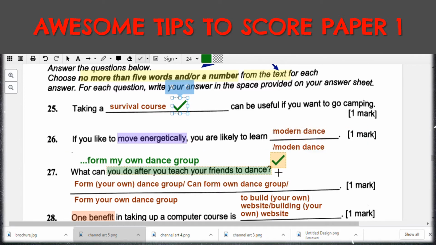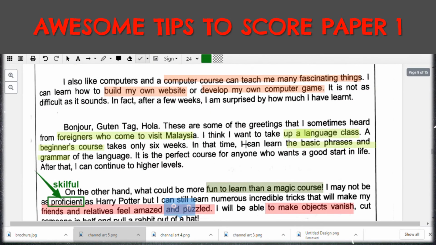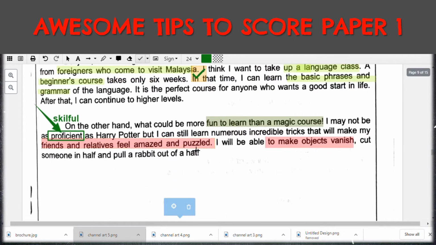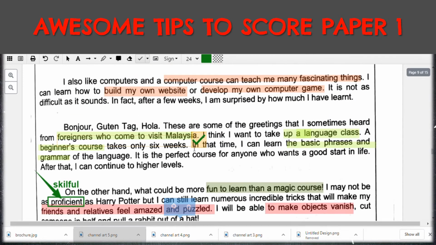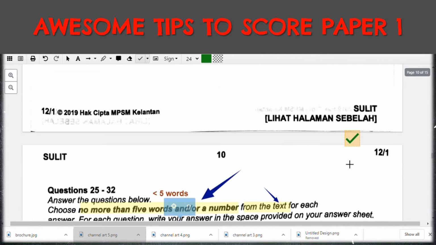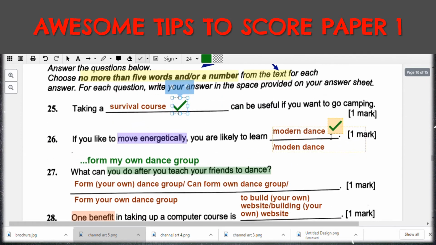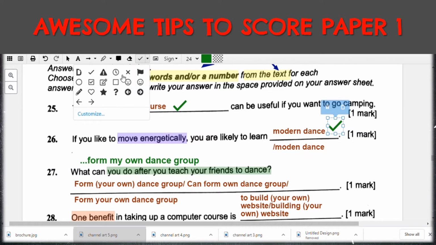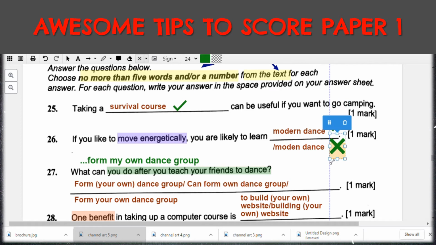M-O-D-E-R-N or M-O-D-E-N. When you copy and paste from the passage, make sure you copy it correctly. The spelling is M-O-D-E-R-N. So which is the correct answer then? Of course, this is the correct one. This M-O-D-E-N is the bahasa spelling. Do not write bahasa spelling. It's not accepted at all. Okay. Now, next.